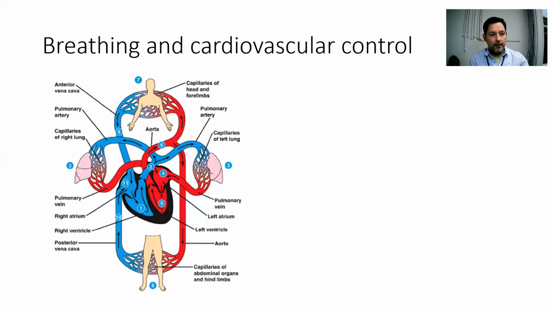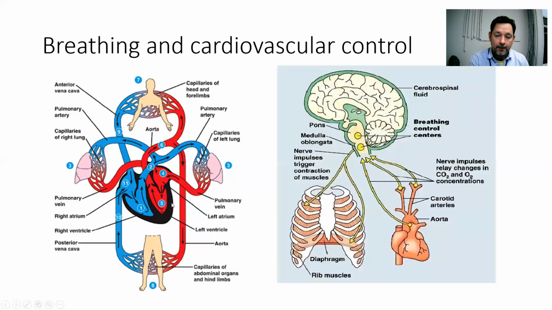So the breathing and cardiovascular control systems are very important. The main purpose is to deliver oxygen throughout the body, and they work together to do that. The lungs here and the heart here. The heart moves the blood, of course, through the lungs to pick up oxygen, and then through the rest of the tissue to deliver the oxygen to it. If one of these systems is totally non-functional, this is detrimental within minutes. So, two very important systems.